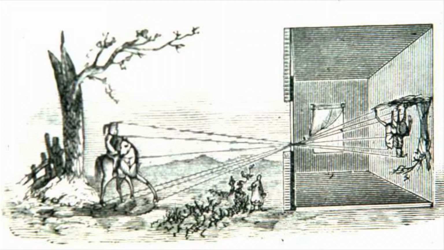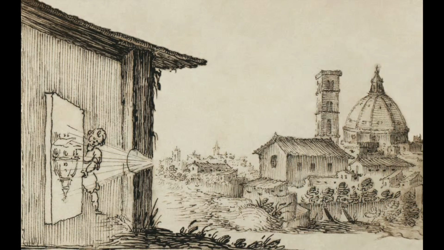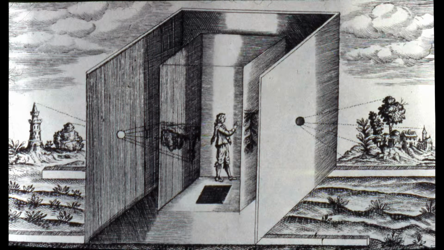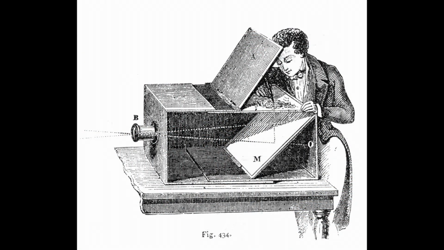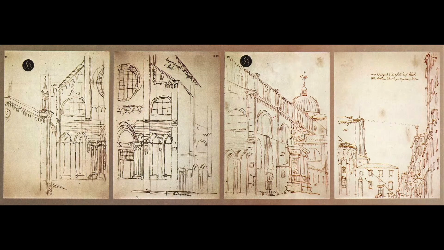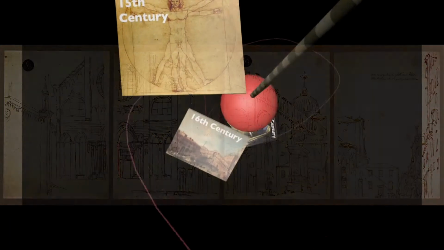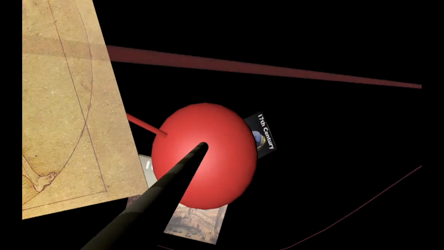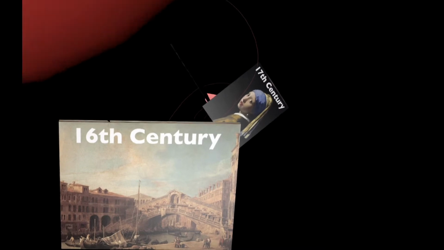So now we have the camera obscura. At some point, a lens was incorporated, replacing the pinhole and creating a sharper projected image. By the 15th century, the camera obscura was widely used by artists as a means to sketch or really trace from nature. Among those known to have used the camera obscura are Da Vinci in the 15th century, Canaletto in the 16th century, and Vermeer in the 17th century.